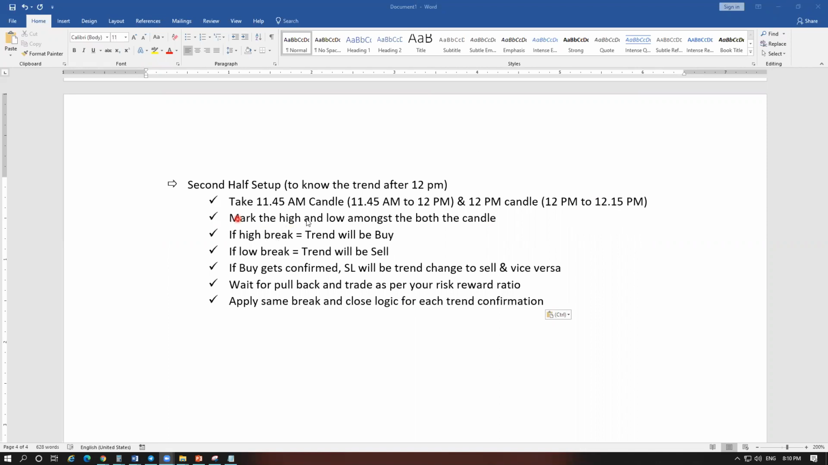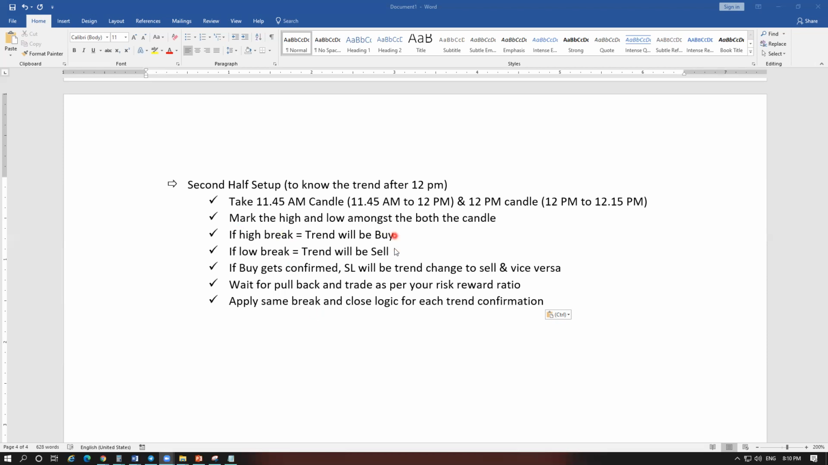Simple. Take the 11:45 a.m. to 12 p.m. candle, and the 12 p.m. to 12:15 candle. Once 12:15 is done, mark the high and low amongst both candles. It is possible you will get the high and low from the same candle, or you will get the high from one candle and the low from the other candle. Accordingly, select those two candles, 11:45 and 12, and mark the high and low considering both candles.